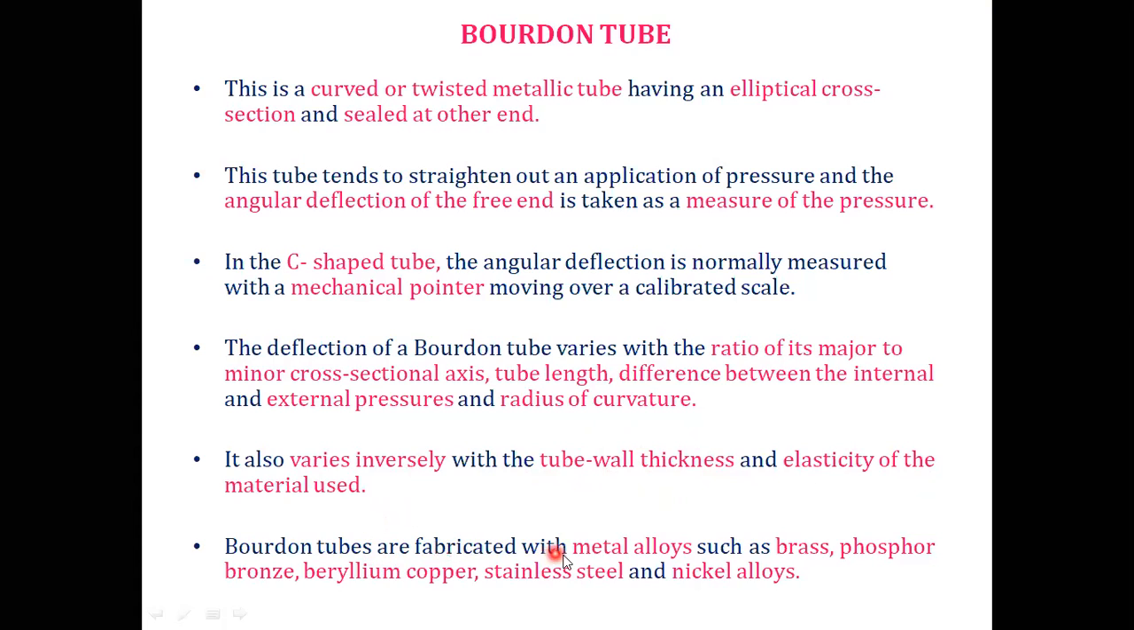Bourdon tubes are fabricated with metal alloys such as brass, phosphor bronze, beryllium copper, stainless steel, and nickel alloys. It depends upon these materials. Bourdon tube fabrication may differ here.